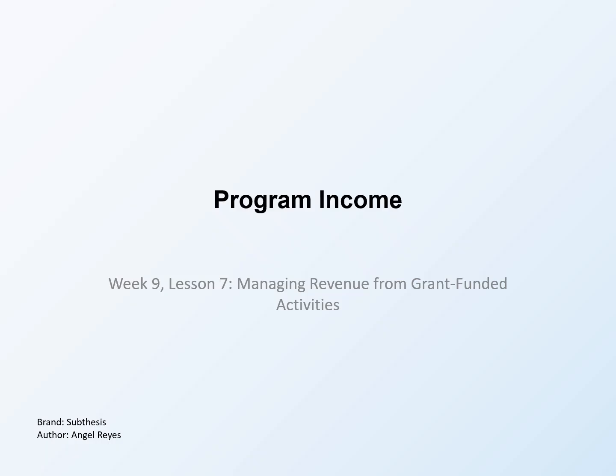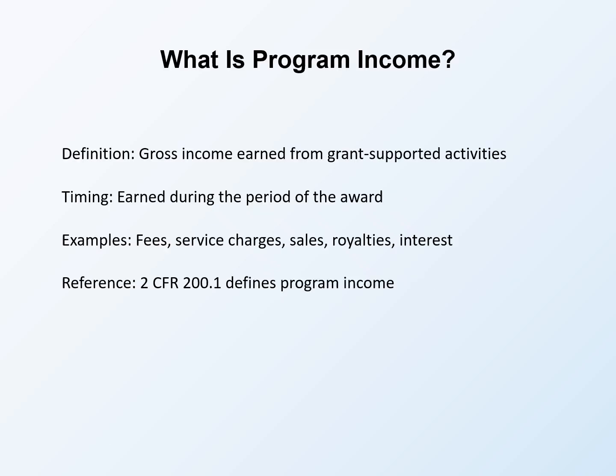This lesson will help you understand what constitutes program income, how federal regulations require program income to be used, different methods for handling program income, and reporting and documentation requirements. The primary reference is 2 CFR 200.307, which establishes program income requirements. As always, verify current regulatory text at ecfr.gov before making program income decisions. By the end of this lesson, you will understand how to identify, manage, and report program income in compliance with federal requirements. Understanding what constitutes program income is the foundation for proper management.